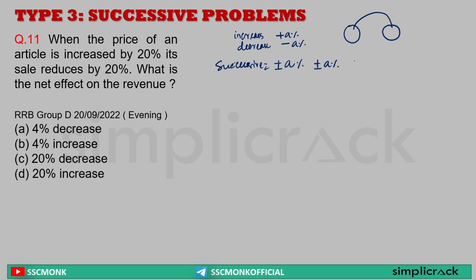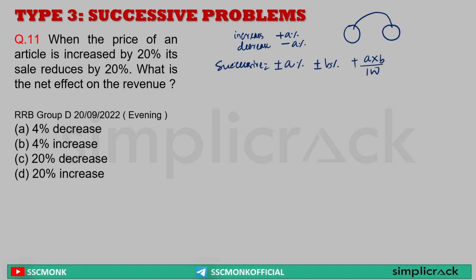If plus and plus will be there, there will be plus. If minus and minus will be there, there will also be plus. So let me write it as b so that it won't create confusion. First a percent was increased or decreased, then b percent was increased or decreased. So it will be written as plus or minus a percentage plus or minus b percentage plus a into b by 100.